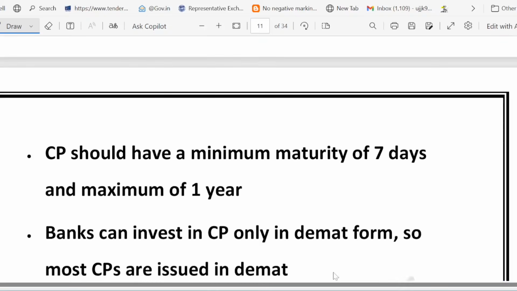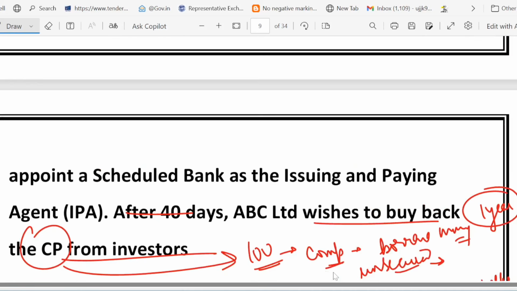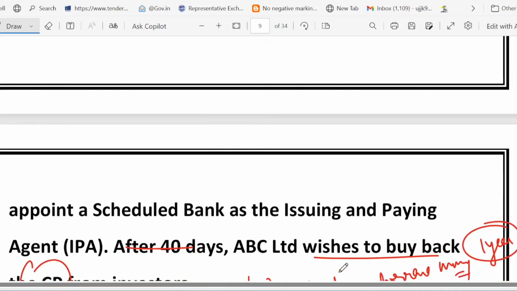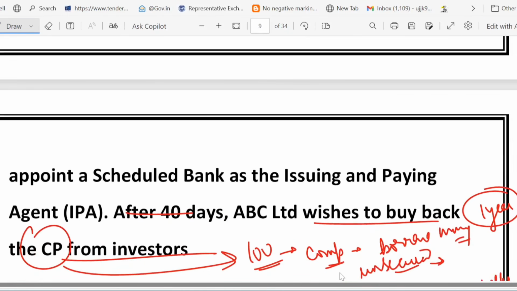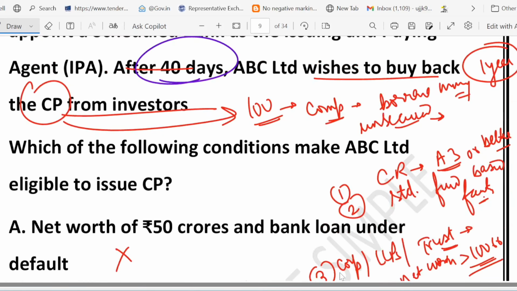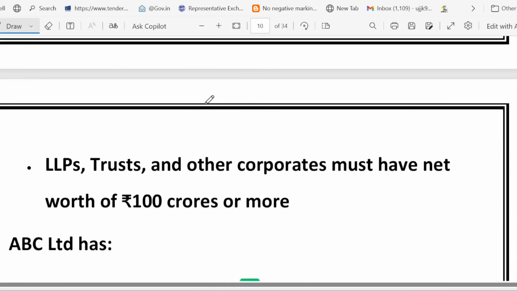As you can see in this particular question, let me show you that CP was issued for 90 days. As you can see, maturity is 90 days. And ABC Limited wants to buy back on day 40. Yes, ABC Limited wants to buy back the CP from the investor on day 40. Since 40 is larger than 30, the buyback is valid, because I told you, minimum 30 days. It must be done after 30 days from the issue date, and yes, it is being done after 40 days. So obviously it is valid. Before 30 days, it is not valid.